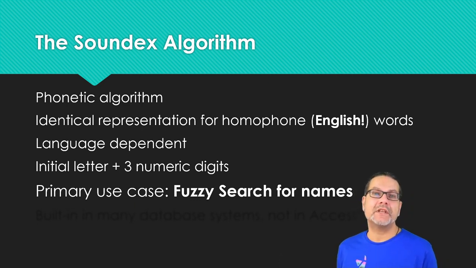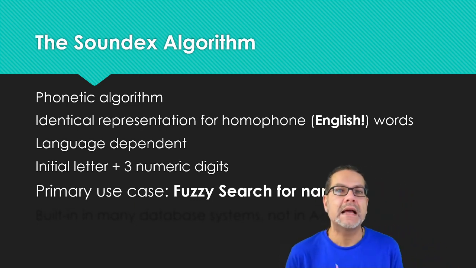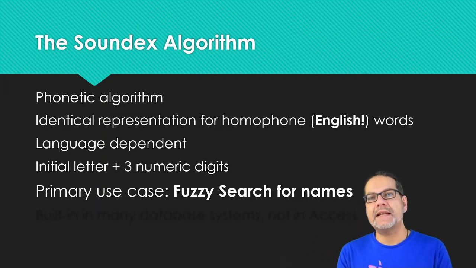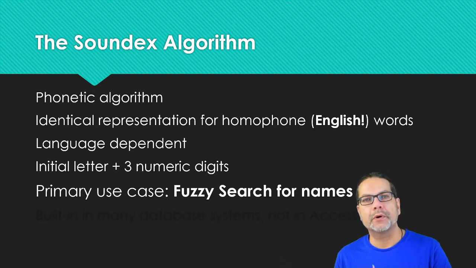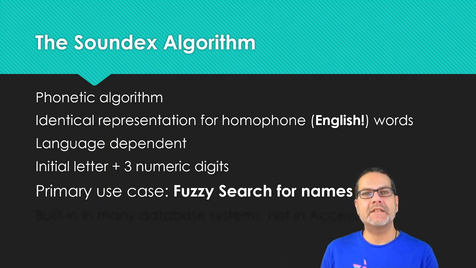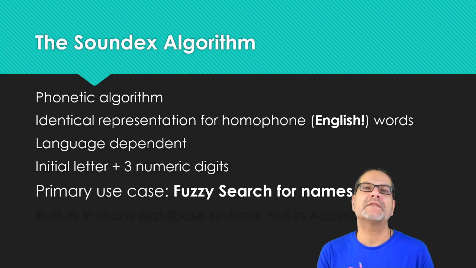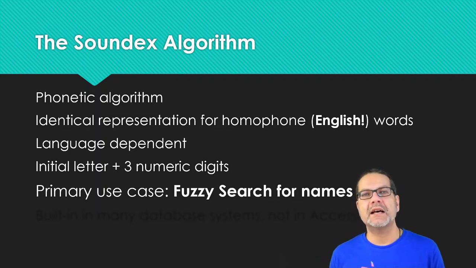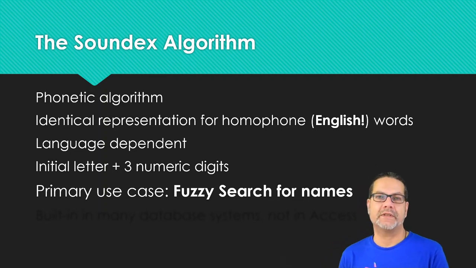And the primary use case for the Soundex algorithm is a fuzzy name search. It was used by the United States Census to analyze historical census data where names might have been spelled differently in the records despite meaning the very same person. So they used the Soundex algorithm to do a fuzzy search, ignoring minor spelling differences.